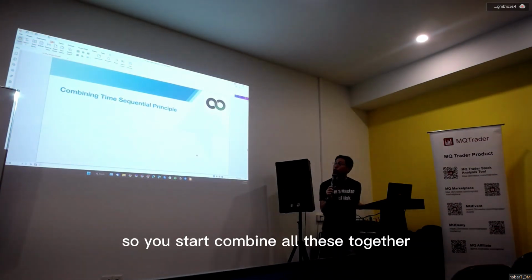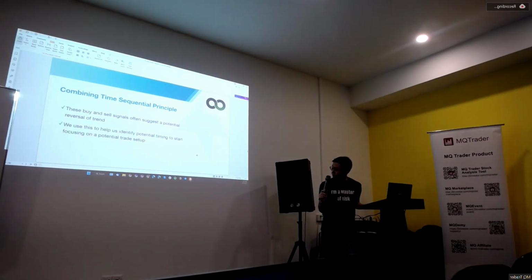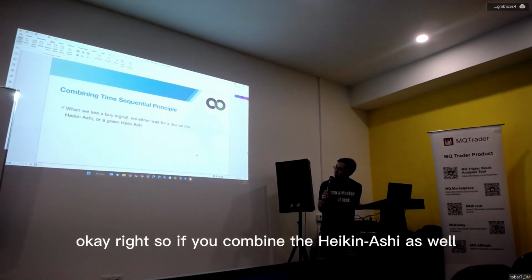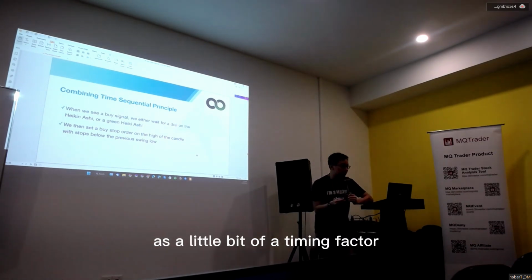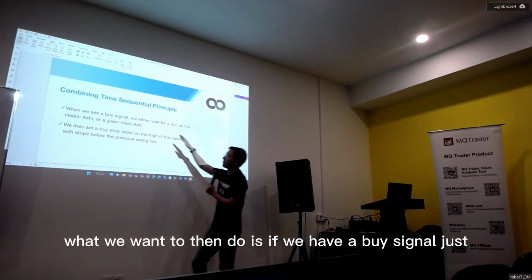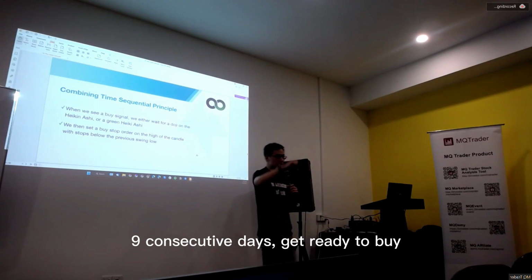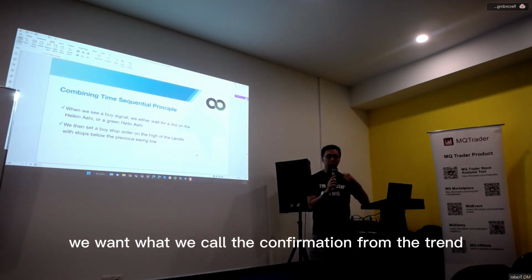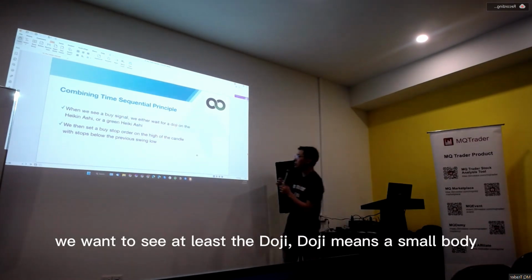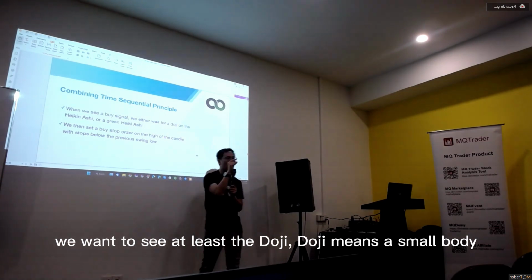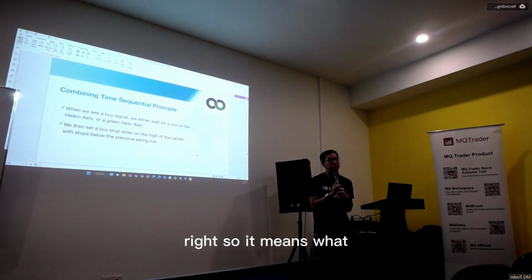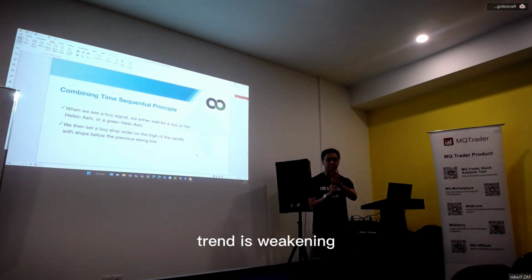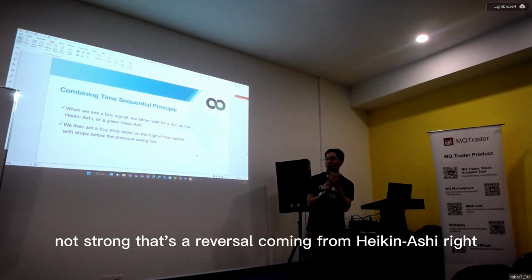So if you start to combine all this together, let me go through it here. If you combine the Heikin-Ashi with a little bit of the timing factor, then if we have a buy signal, which is down, down, down, down, 9 consecutive days, get ready to buy. We want what we call a confirmation from the trend. We use Heikin-Ashi. We want to see at least the doji. Doji means a small body, with a high and a bottom, up and bottom, you have that middle wick. It means the trend is weakening. It's not strong. There's a reversal coming from Heikin-Ashi.